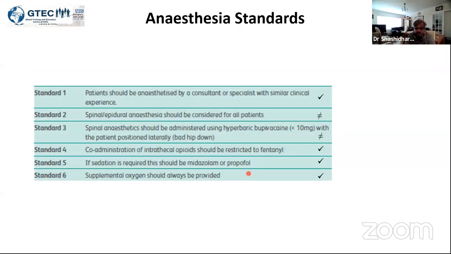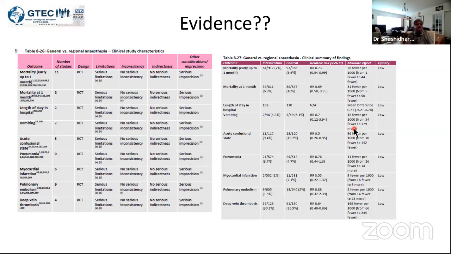Is there any evidence that spinal and epidural is better? Or that spinal anesthesia should use hyperbaric bupivacaine less than 10 milligrams? Is there any evidence for that? Let's have a look at that. So there are various different RCTs. So this is number one. If you look at the various things that have been considered: mortality, length of stay, vomiting, acute confusion states, pneumonia, myocardial infarction, embolism. If you look at the quality of evidence, it is pretty low.